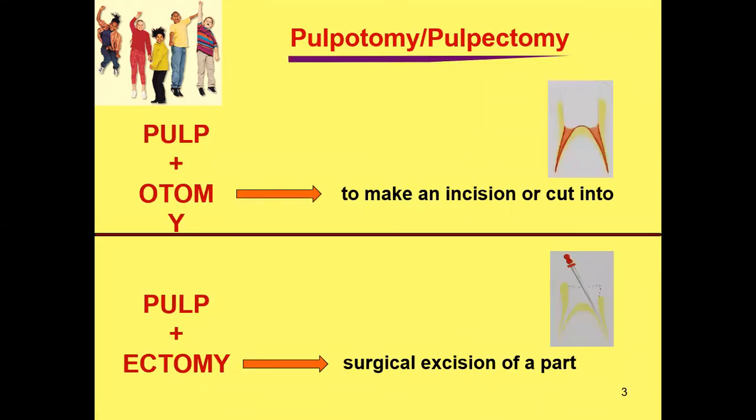So pulpotomy means pulp plus otomy. That's how the term has come. It means to make an incision or a cut into the pulp. And pulpectomy means surgical excision, meaning you are excising the entire pulpal tissue. That's why it's called pulpectomy. Ectomy means removal, and otomy means to make an incision or a cut into. That's how we are cutting the coronal portion. We are removing the coronal portion of the pulp and placing the medicament. That's why it's called pulpotomy.